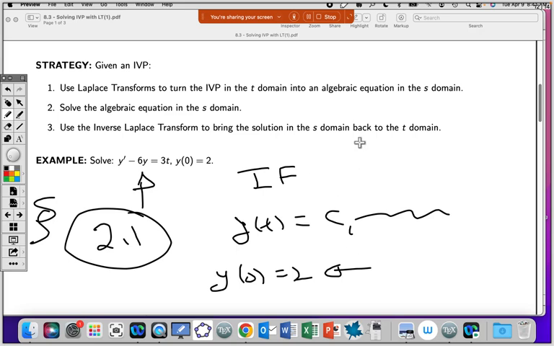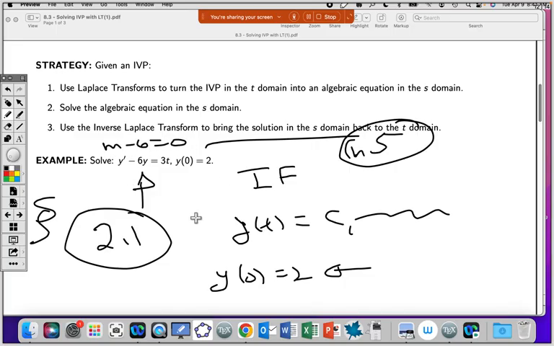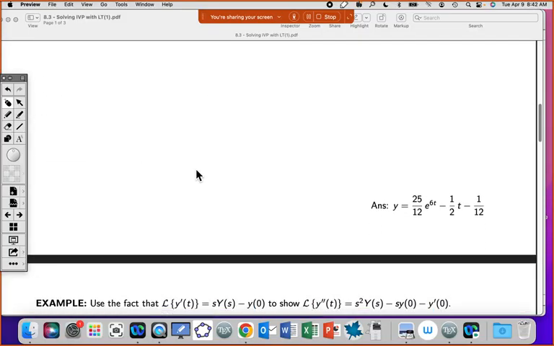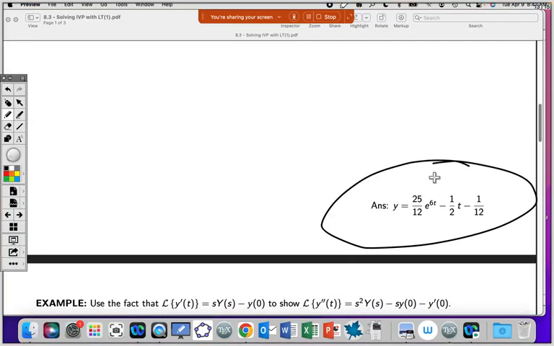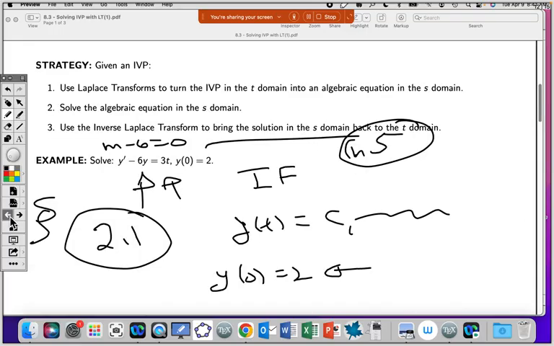Or you could do chapter 5 on this. You could solve the homogeneous equation using your m's. You'd get your m minus 6 is 0 here. And then once you get that, you can do your undetermined coefficients. These are 3 different ways to get to the same answer. Okay. Any questions on the process here?